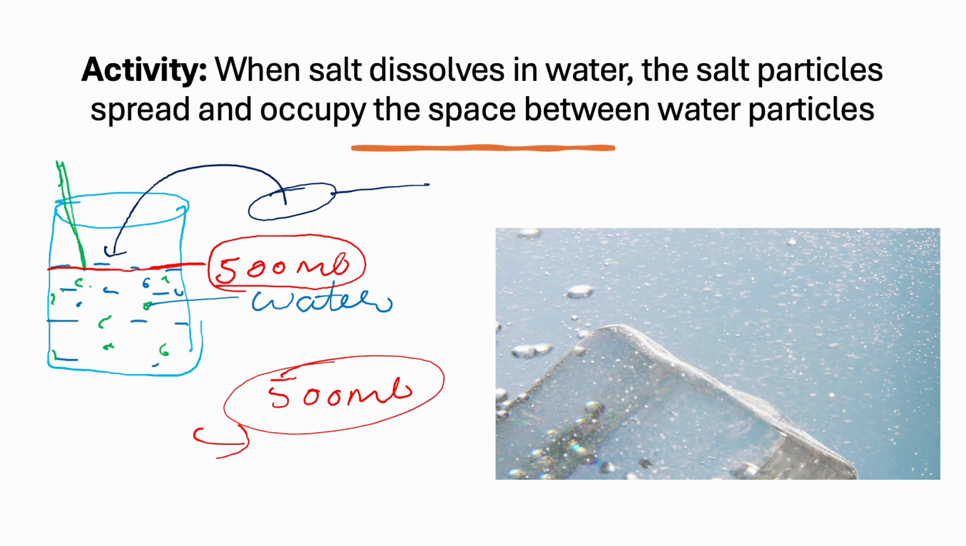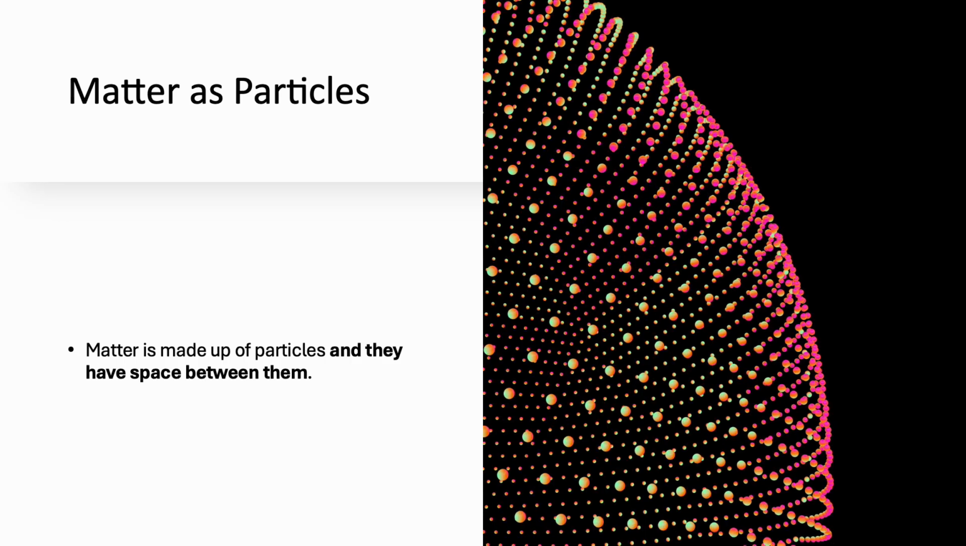What does it prove? It is because the sugar particles are actually sneaking into the tiny spaces between the water particles. Getting my point? So this experiment proves that matter has particles, and these particles also have space between them.